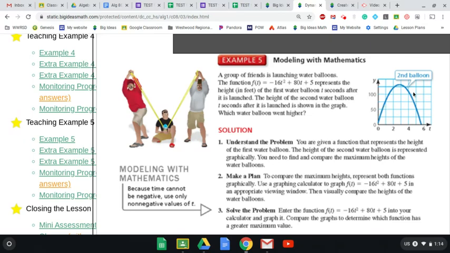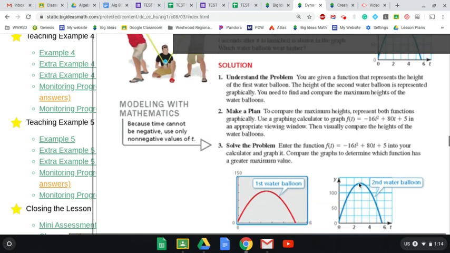We can look at the graph of this balloon, the second balloon, and we can just kind of estimate where this maximum height is up here. So if this is 50 and this is 100, that means each spot is 25, making this spot here 125. And this is a little bit more than 125. So let's keep on looking here.